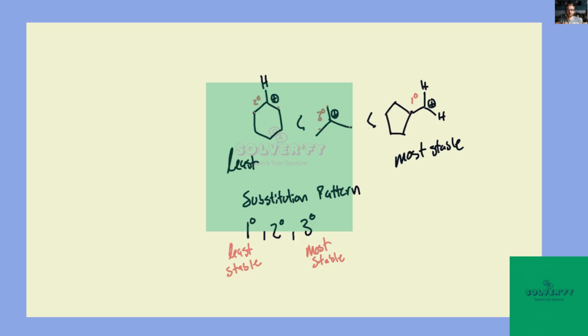So in the case of these 3 molecules, we can tell right away that the primary carbocation is the least stable, which then tells us that this cannot be true. It does not go from least to most stable. This is false.